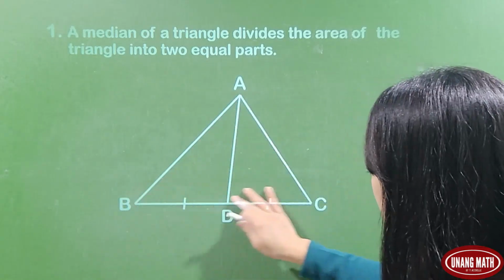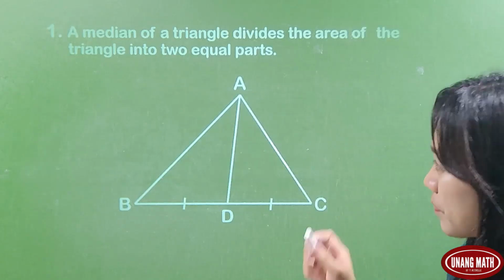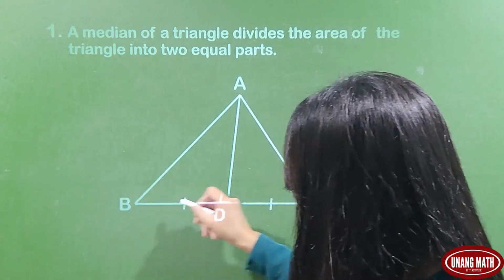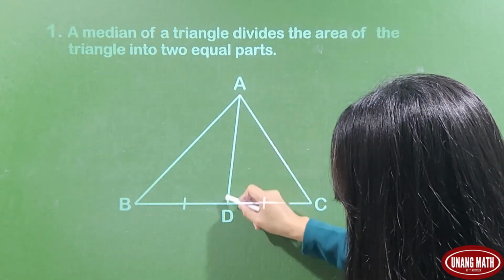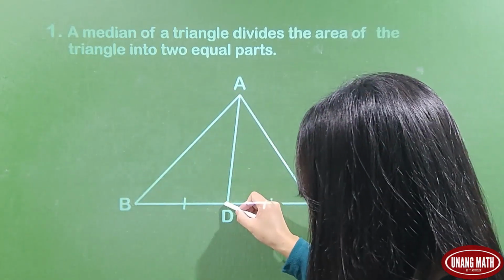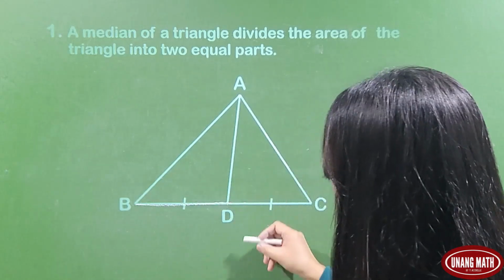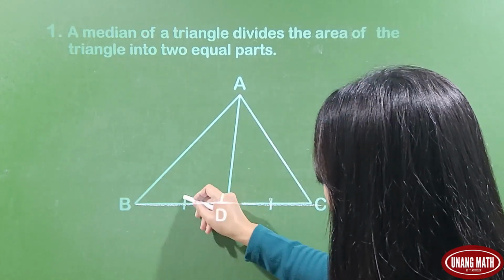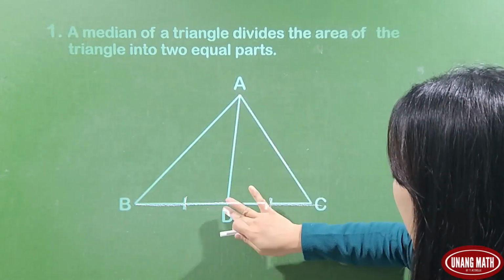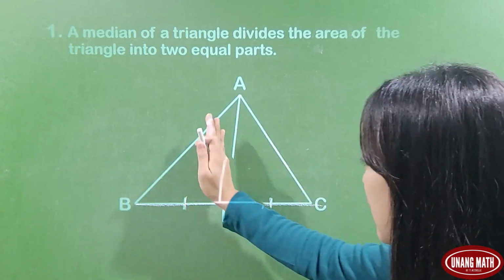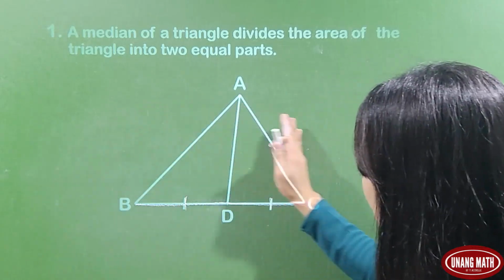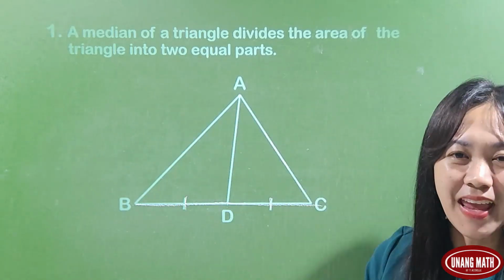Okay, let's consider this triangle A, B, C. From this vertex to this midpoint of segment BC, then it means segment AD is a median of this triangle. Since this is a midpoint, then segment BD is equal to segment CD. Now, when we draw this median, we divided this triangle ABC into two triangles. And the area of these two triangles are the same or equal.